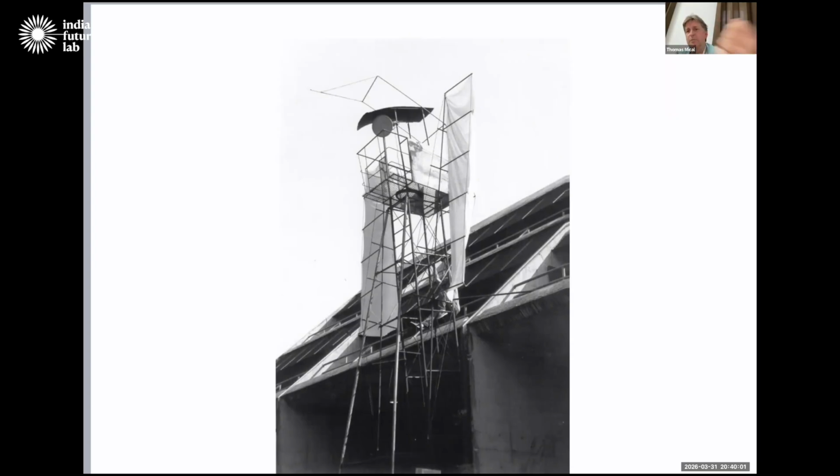But this is our first design-build project I did as an undergraduate, which is, as you can see, a little bit influenced by Coop Himmelblau. And it was all built from scrap materials to offer an observation point.